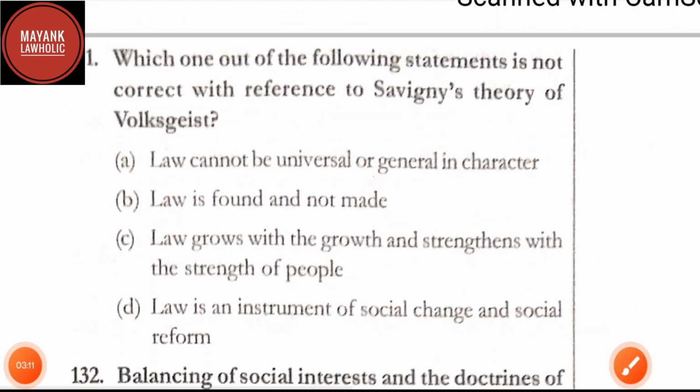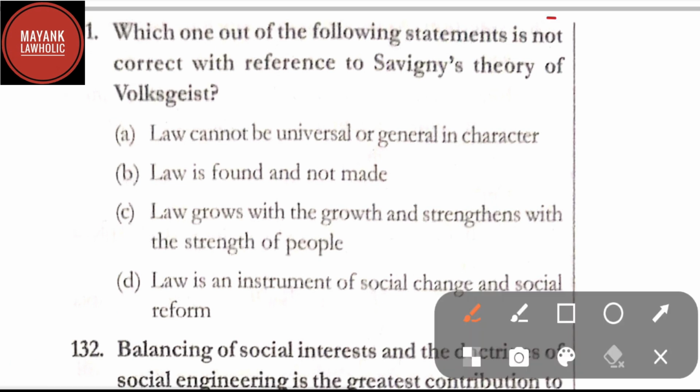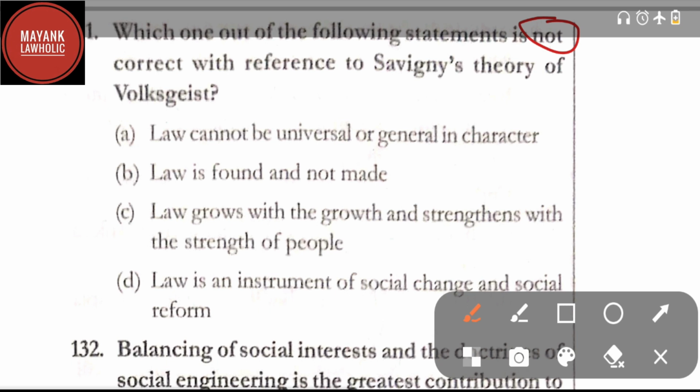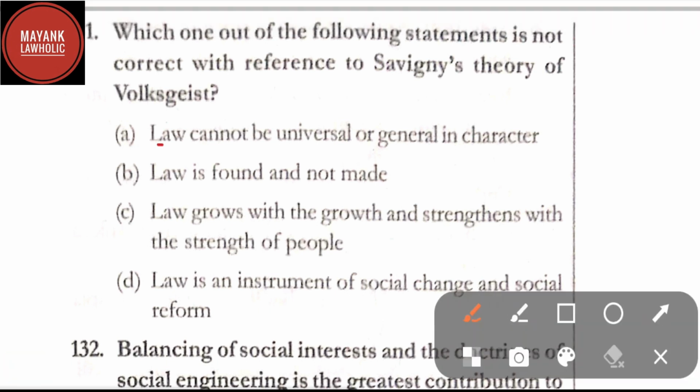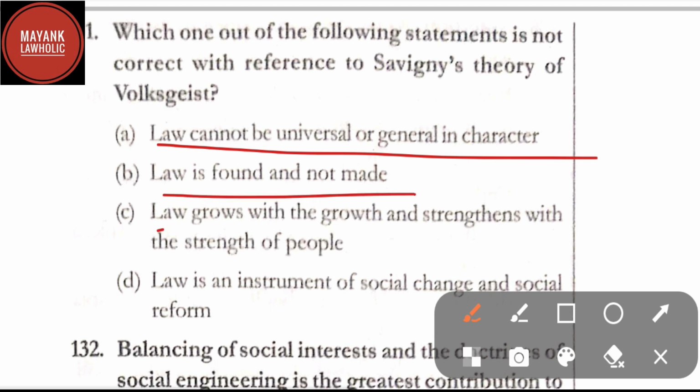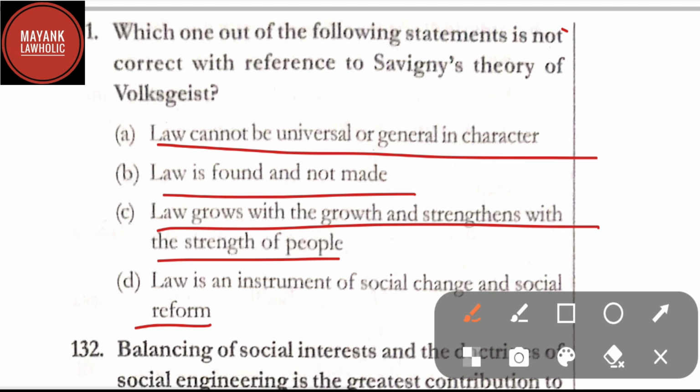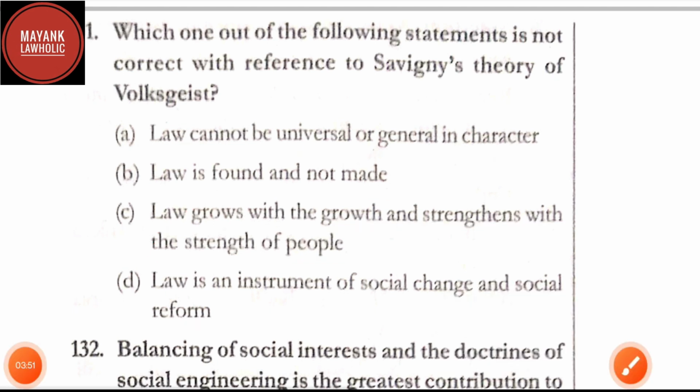Question number 131. Which one out of the following statements is not correct with reference to Savigny's theory of Volksgeist? Option A, law cannot be universal or general in character. And option B, law is found and not made. Option C, law grows with the growth and strengthens with the strength of the people. And option D, law is an instrument of social change and social reform. Here it has been asked which of the following statements is not correct with reference to Savigny's theory of Volksgeist, and the correct answer here is option D, that is law is an instrument of social change and social reform. This is not correct, whereas the other statements A, B and C are correct related to Savigny's theory of Volksgeist.